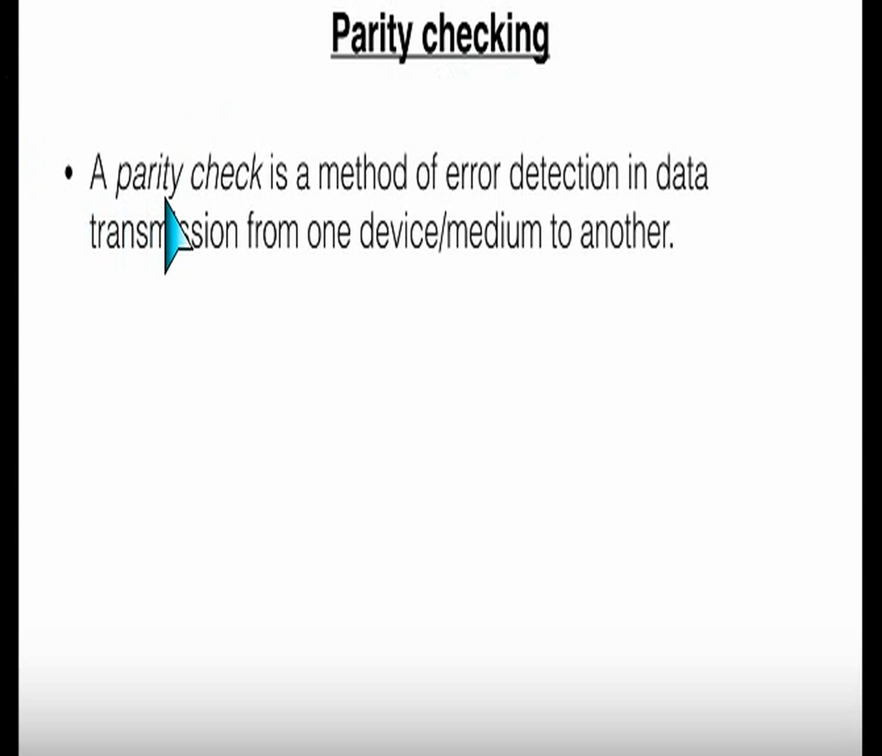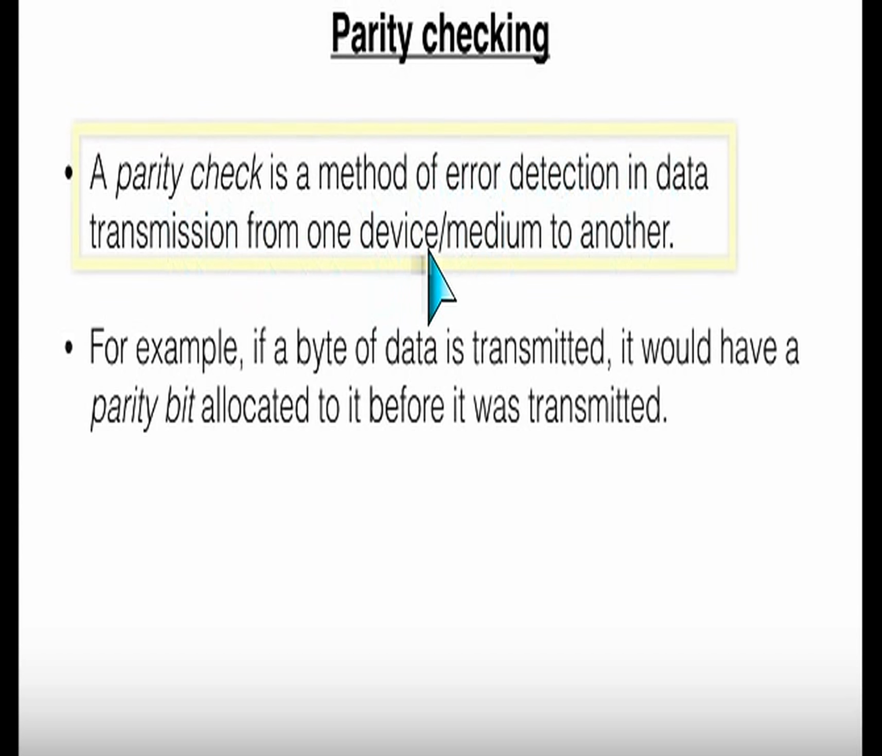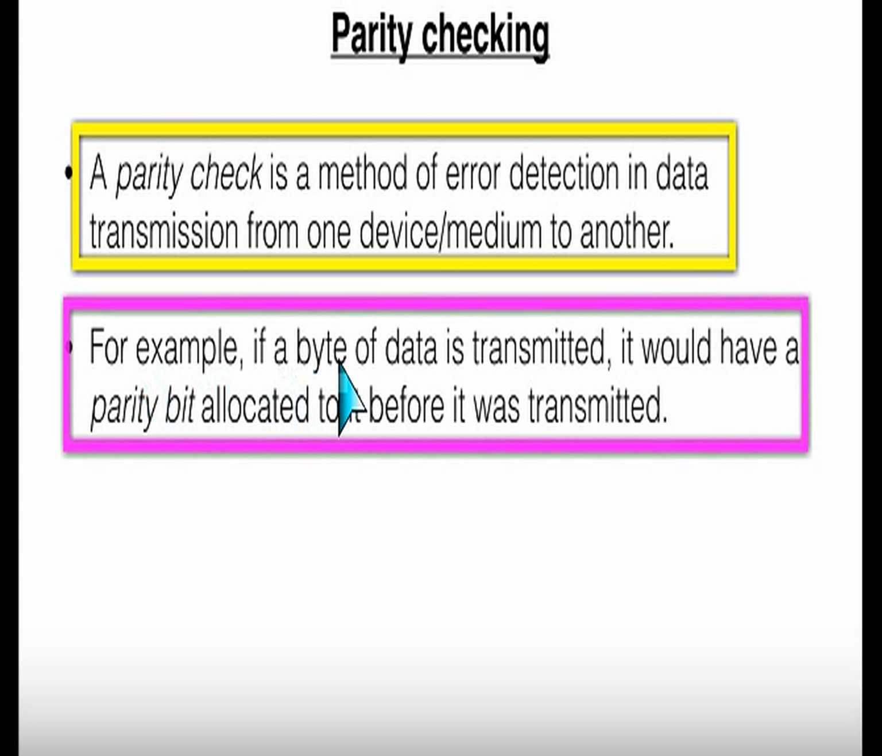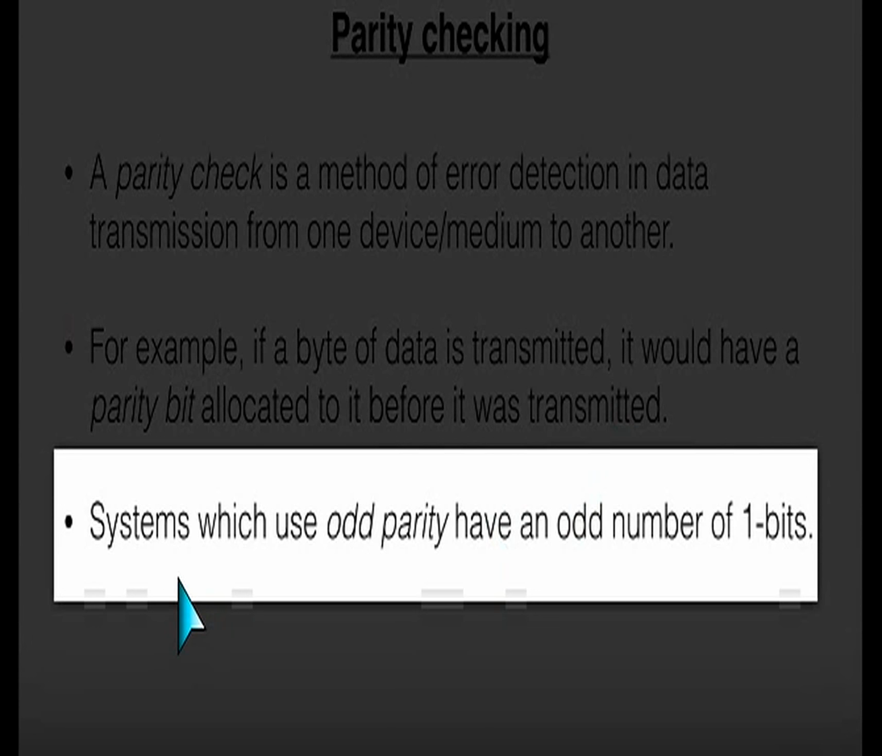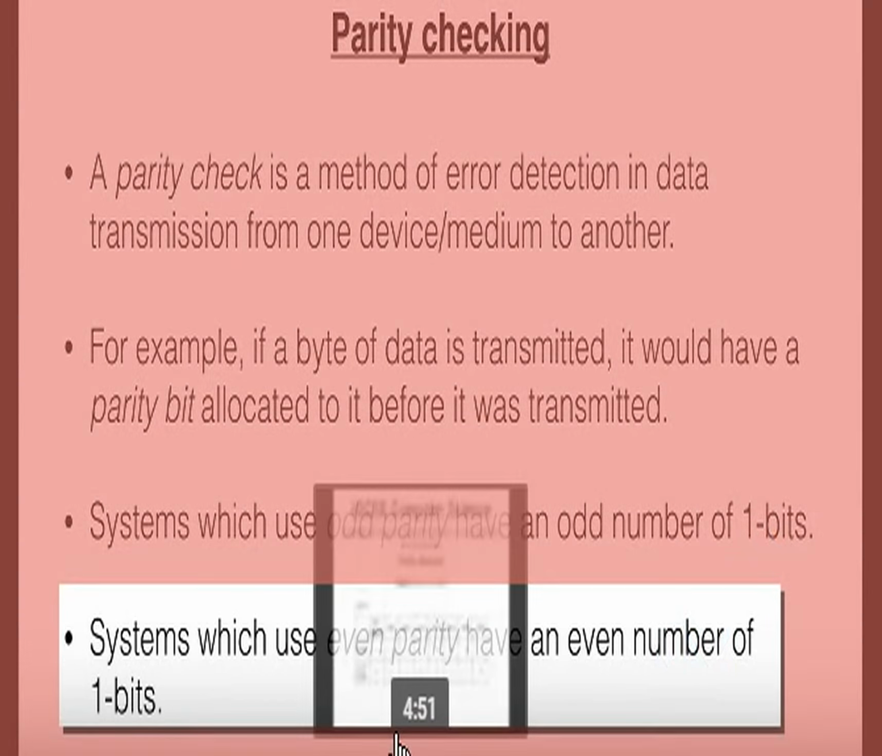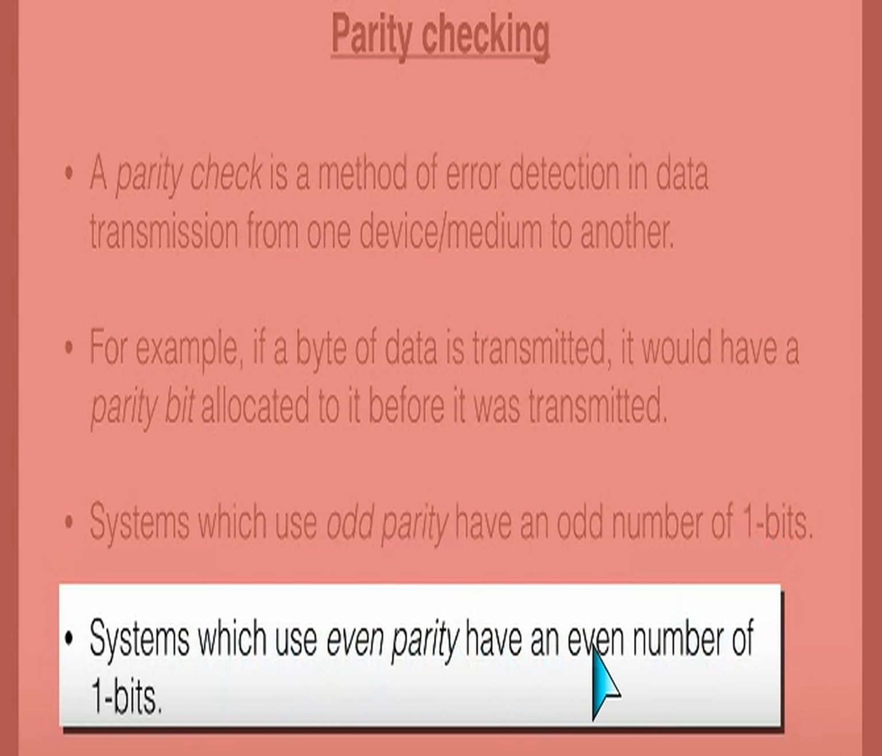A parity check is a method of error detection in data transmission from one device or medium to another. For example, if a byte of data is transmitted, it would have a parity bit allocated to it before. Systems which use odd parity have an odd number of 1 bits. Systems which use even parity have an even number of 1 bits.